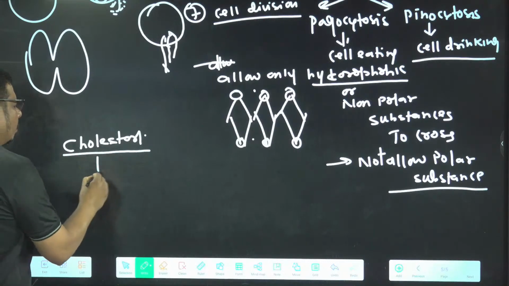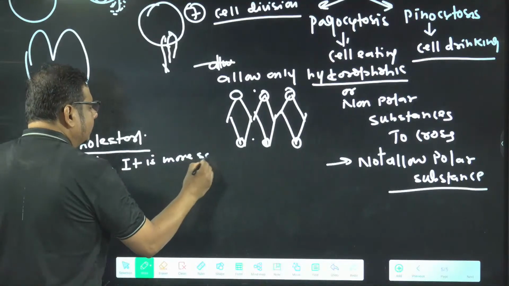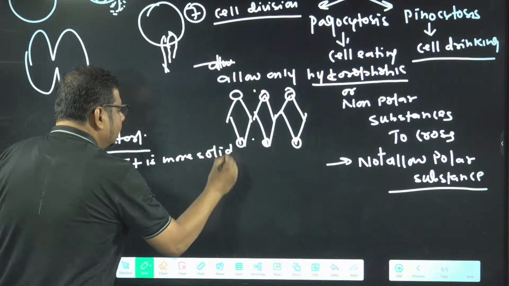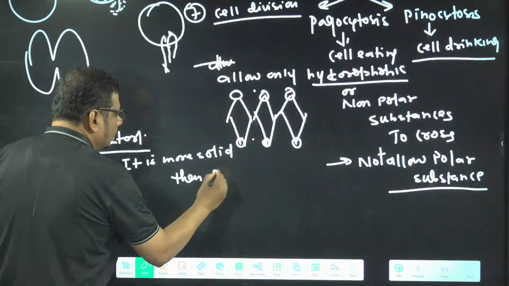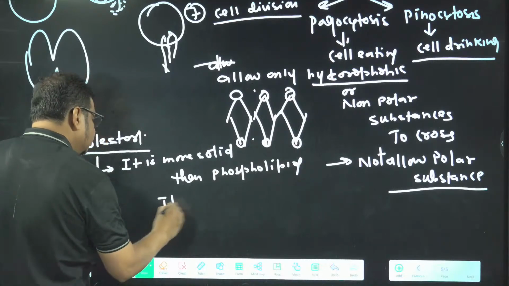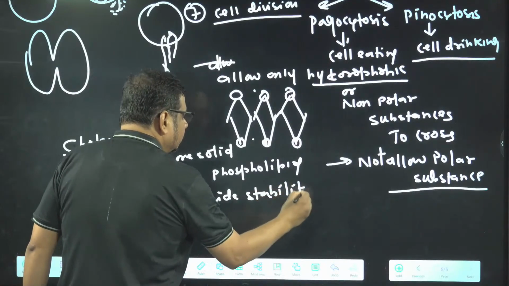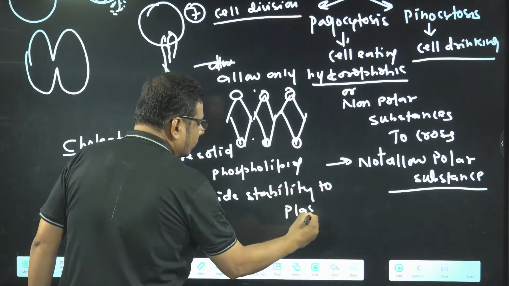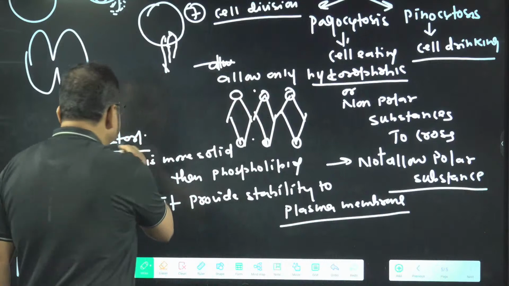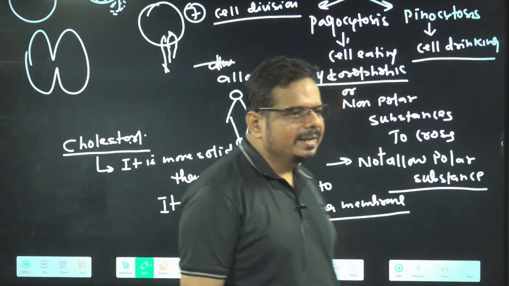If we talk about cholesterol, it is more solid than phospholipid, and it provides stability to the plasma membrane. Who provides stability to the plasma membrane? Cholesterol provides the stability to the plasma membrane. You got about the cholesterol? Got the idea what the job is?